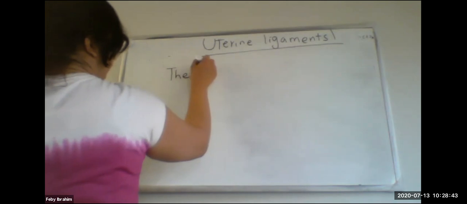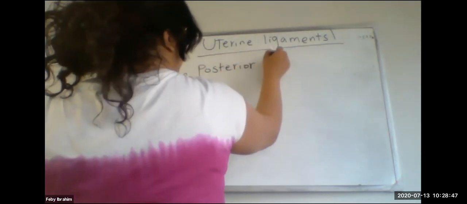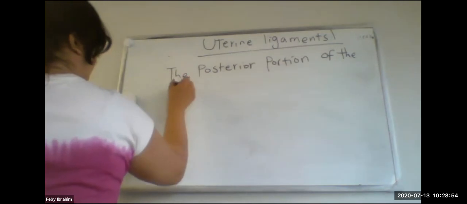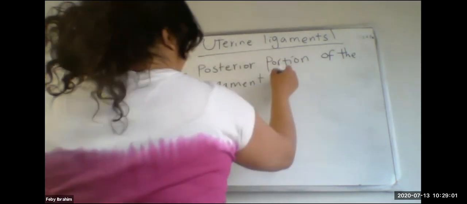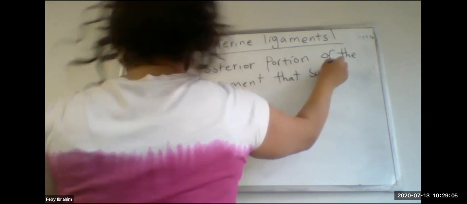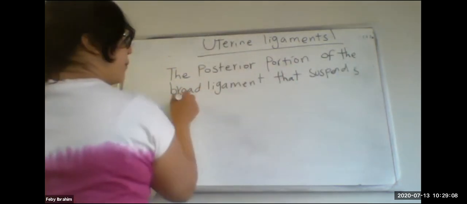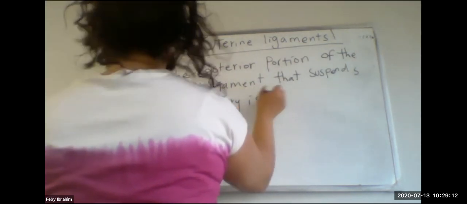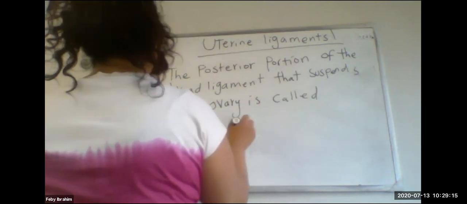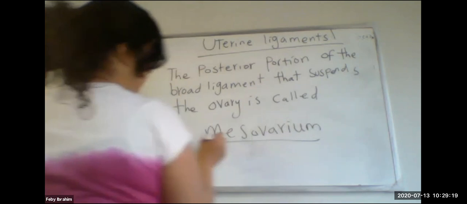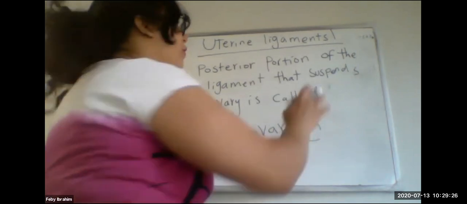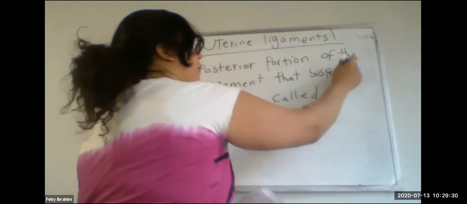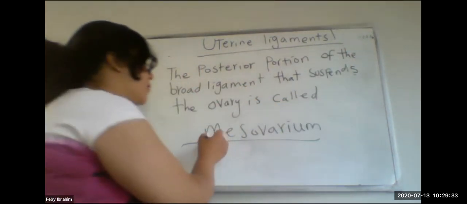The posterior portion of the broad ligament that suspends the ovary is called meso-ovarium.